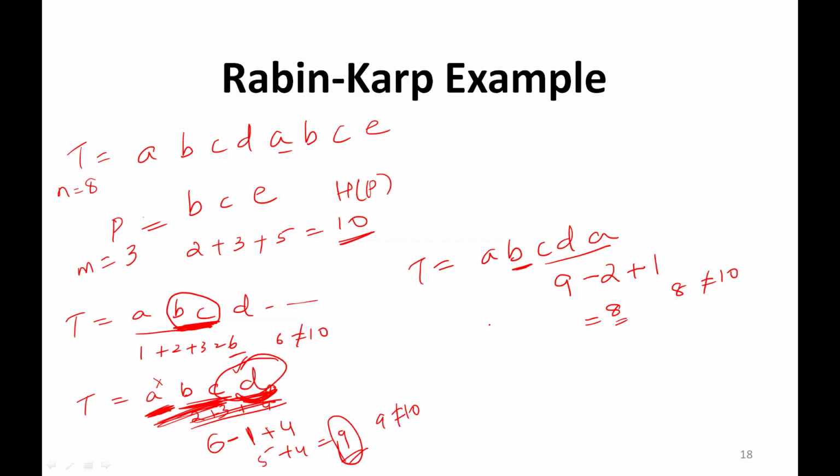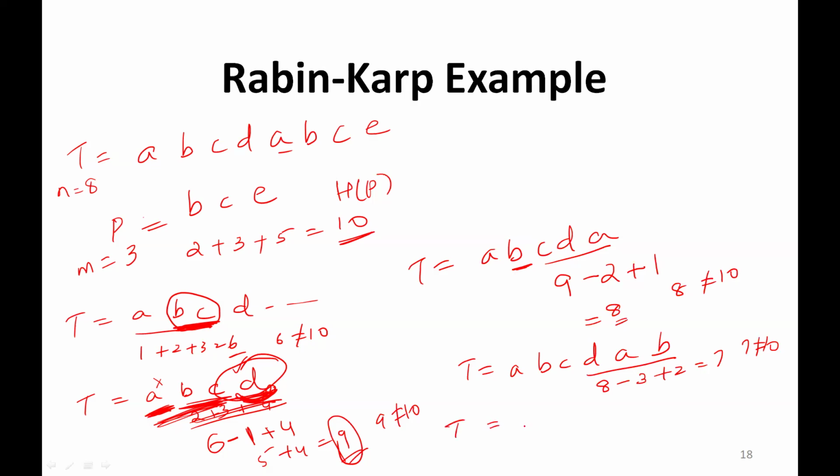Now let us check another set of characters. Say the next one is T equal to A, B, C, D, A, B. So we have to look for DAB. DAB is basically 8 minus 3 plus 2, which is 7. 7 is also not equal to 10. Got it?